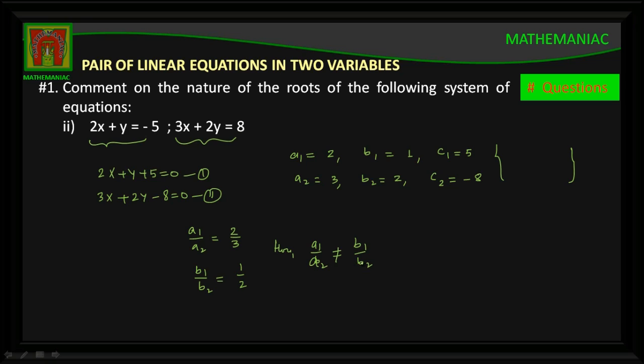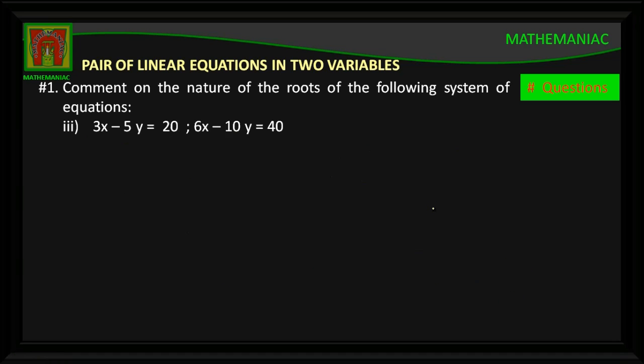So that first condition implies what? A pair of intersecting lines. If lines are intersecting, how many solutions? Yeah, exactly. Unique solution, right? So you can write, therefore, the system has a unique solution. Great. Okay. Next.